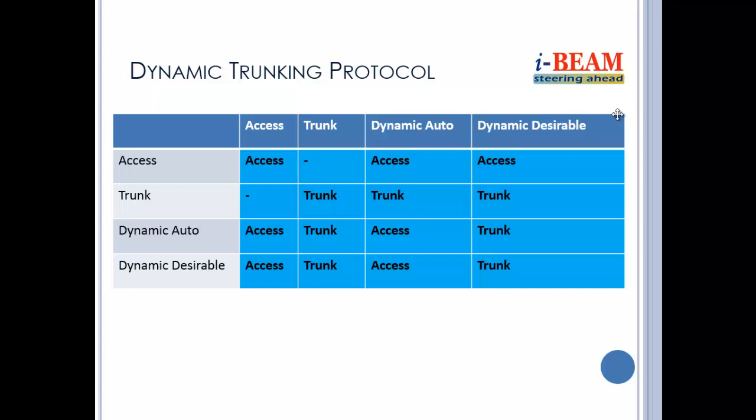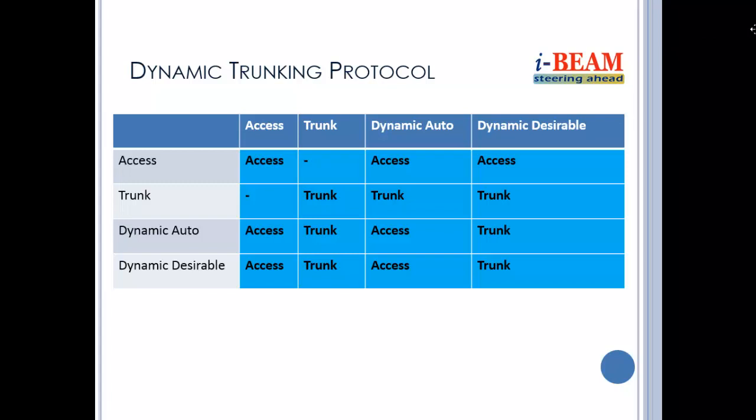If one end is trunk and the other end is dynamic auto, it will work as a trunk. If one end is dynamic desirable and the other end is trunk, it will be operating as a trunk. If both ends are dynamic auto, it will be an access port. If one end is dynamic auto and the other end is an access port, it will be an access port. If one end is dynamic auto and the other end is dynamic desirable, it will be a trunk.